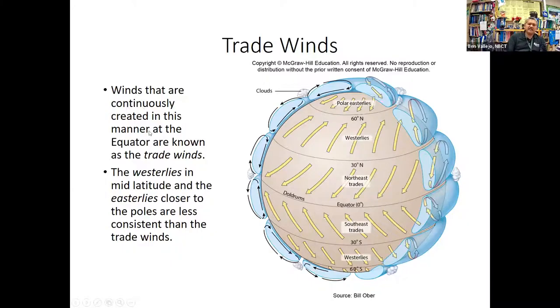The winds that are consistently created in this manner at the equator are known as the trade winds. So that's these guys right here. And then these winds right here, those are the westerlies between 30 and 60. And then at the very top, which I haven't mentioned yet, there are the polar easterlies that happen right there.